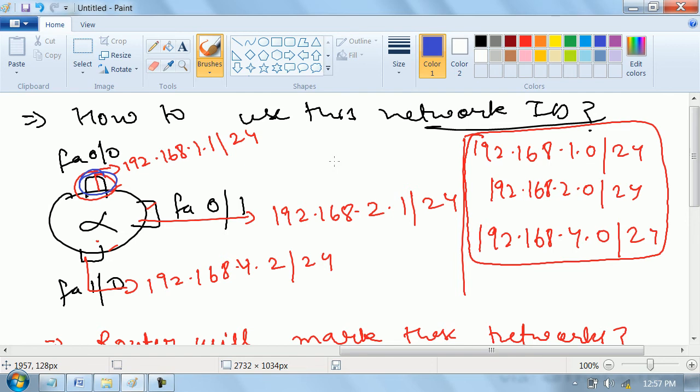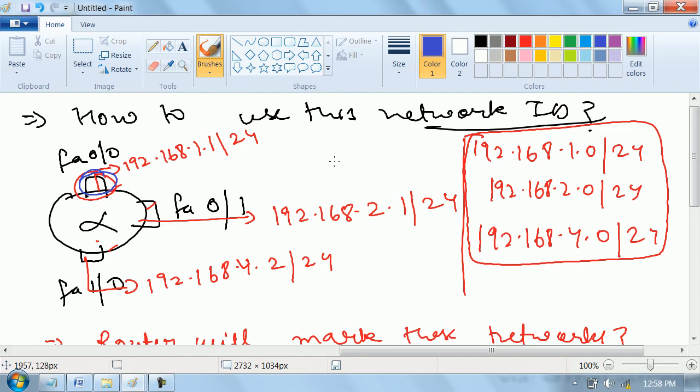No. Now, what I am saying, one user is sitting in this network and another user is sitting in this network. User A is sitting in network 192.168.1.0/24. User B is sitting in network 192.168.4.0/24. One user, 192.168.1.10, wants to communicate with the user 192.168.4.10. Fine. First of all, 192.168.1.10 will send a packet to 192.168.1.1, to the router. Agree?